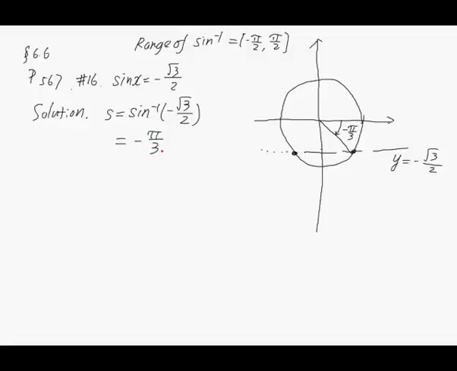So we just add 2 pi to this angle, then we get the smallest positive angle which is coterminal with this angle, right? So now we add 2 pi to this negative angle, and then we get, okay, 6 pi minus pi over 3, so that is 5 pi over 3.